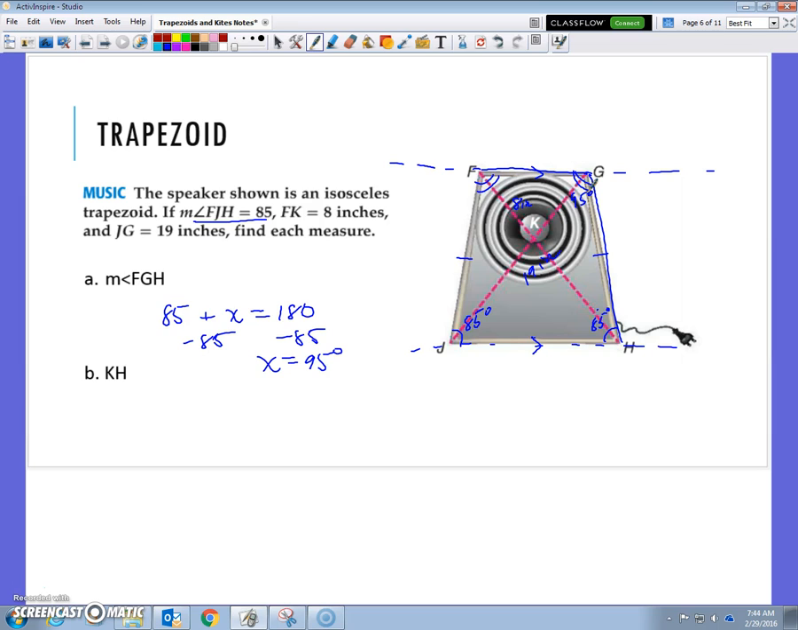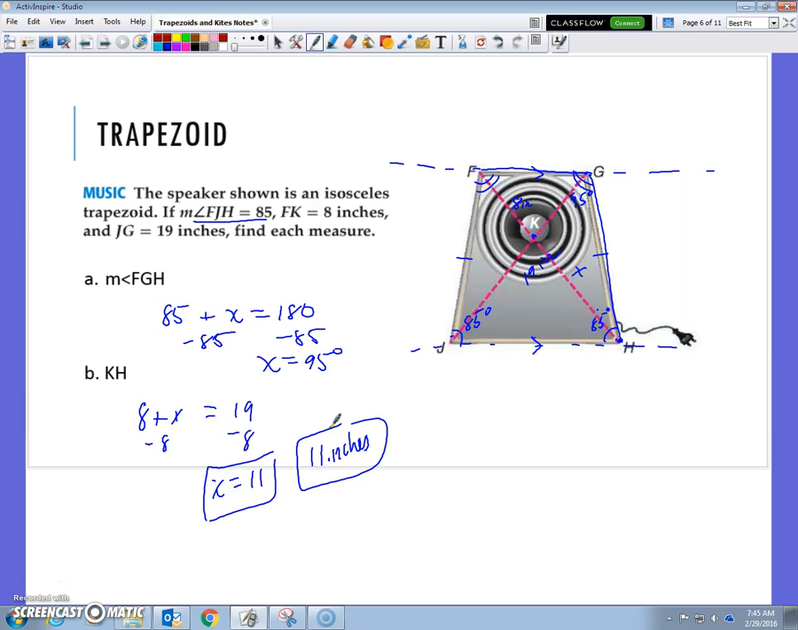If I want to find the measure of KH, that would be from the center to this vertex. One property of isosceles trapezoids is that their diagonals are congruent. So if I know this whole diagonal, JG, is 19, and I know this little part, FK, is 8, that leaves 11 inches for KH. If I call this little segment X, 8 plus X should equal a total of 19 because the diagonals are congruent. X must equal 11. Pretty straightforward. We do need a label on this one: 11 inches. X is not part of an expression, X is literally the side length, so 11 inches.